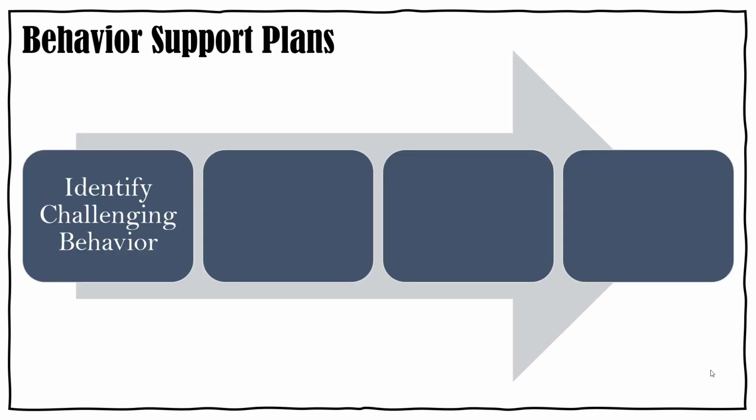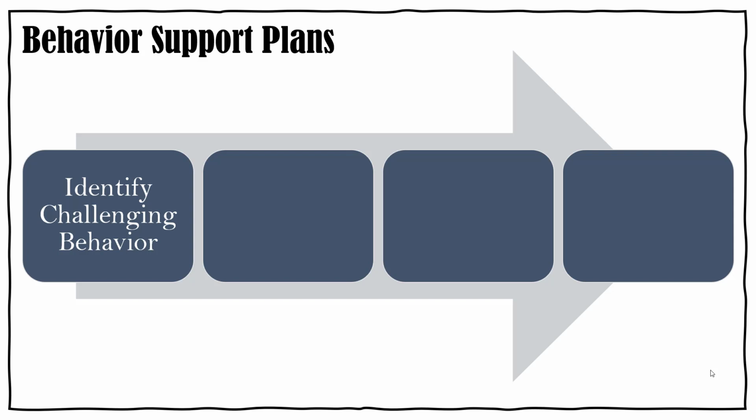The first step in developing a behavior support plan is to identify the challenging behavior. If you as a teacher decide that there's a learner that's engaging in a challenging behavior, you're going to do what we talked about so far in this class. You're going to identify it, define the challenging behavior, measure it, collect data on it, and graph your data, and that's going to be your baseline data. And that's going to tell you, okay, is this a challenging behavior that I need to address?